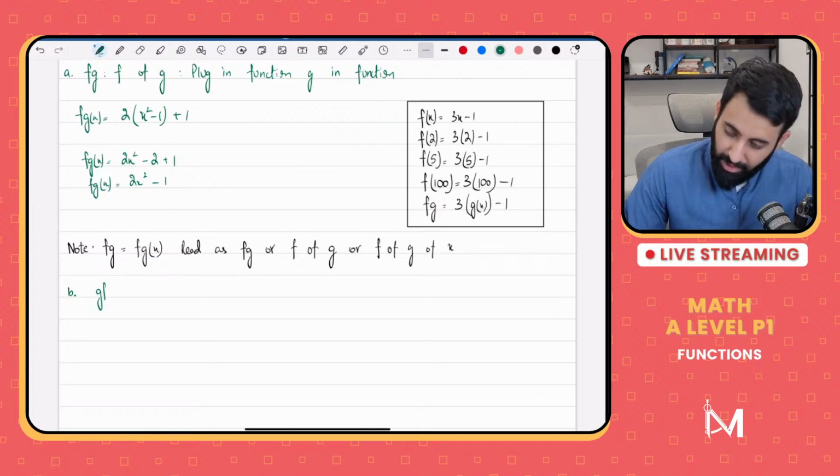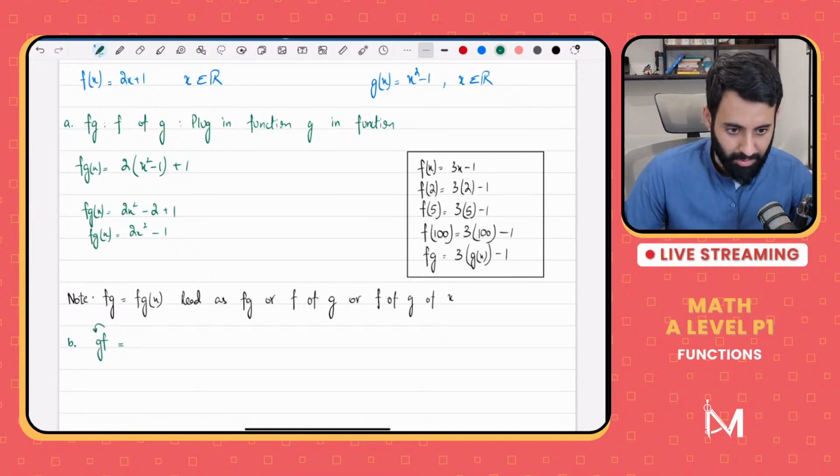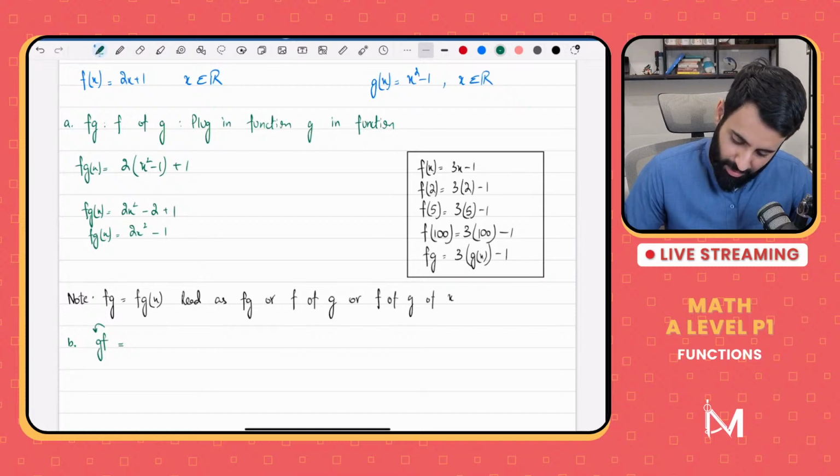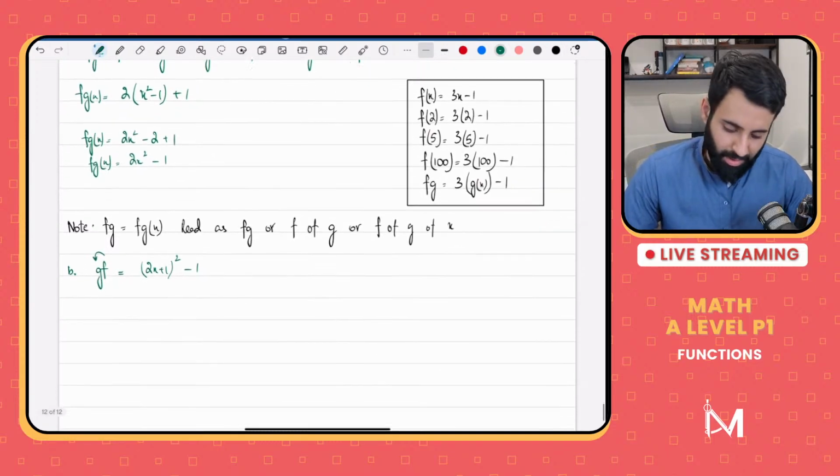Now if, let's say, the question says g of f, this basically means that we're going to plug in function f in function g. Okay, so whatever function is written after is the function that you plug in. Now g of f means in place of x we'll have 2x plus 1, the whole thing squared, minus 1. Now if the question says expand, only then you expand, otherwise you don't. You leave it as it is.